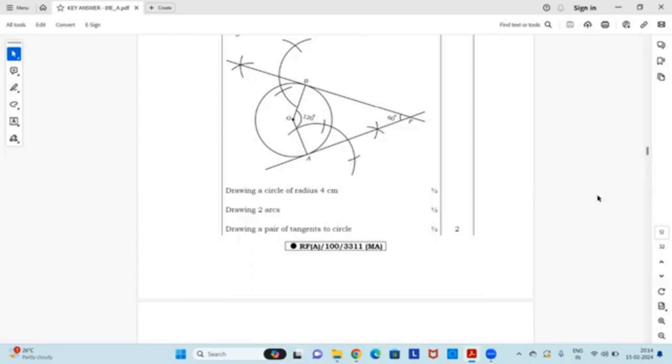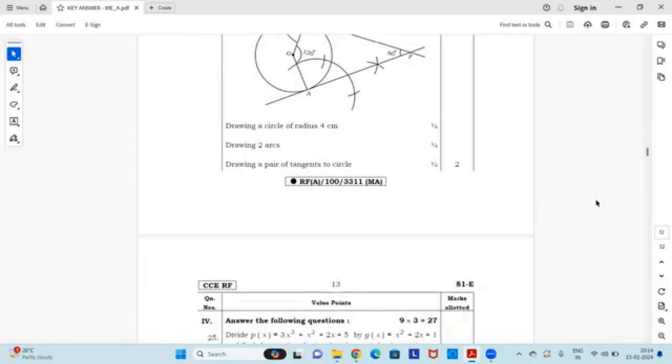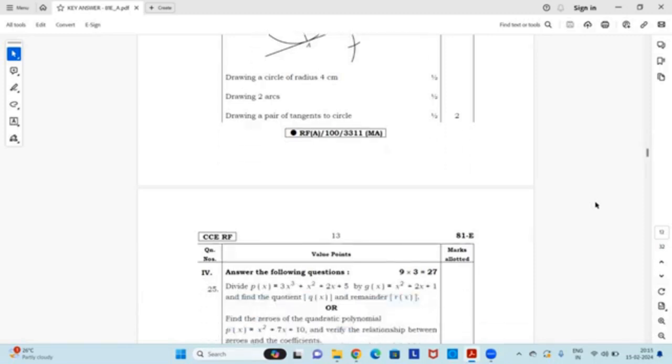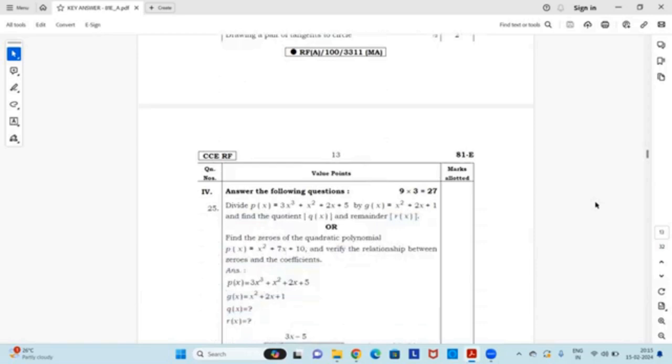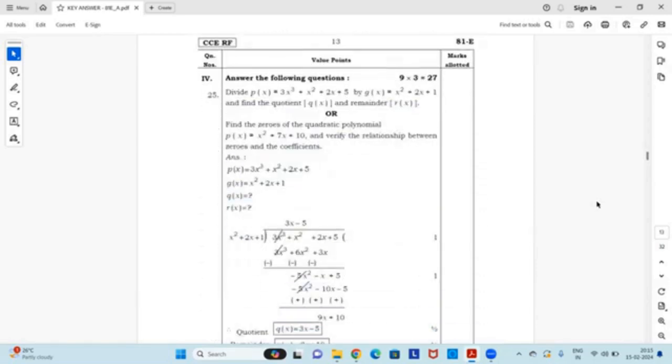For drawing a circle, you'll get half a mark, then for 2 arcs, you get half a mark. So it's very easy for you to make a judgment and have an idea how much of the answer you have written and how you have to write it so that you get full marks. Next, section four, answer the following questions.